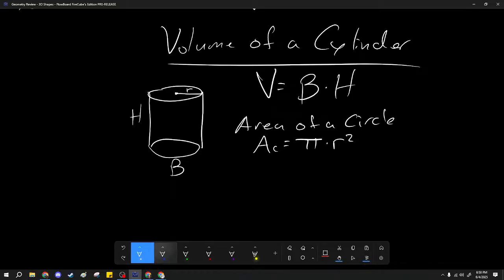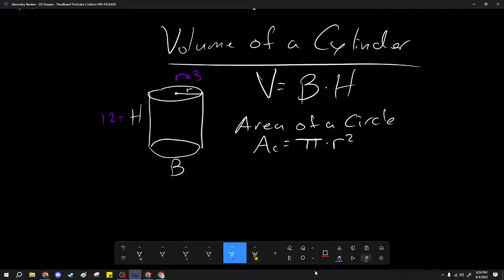So let's go ahead and do an example. Let's say in this case, our radius is 3. And the height of our entire 3D shape is 12.